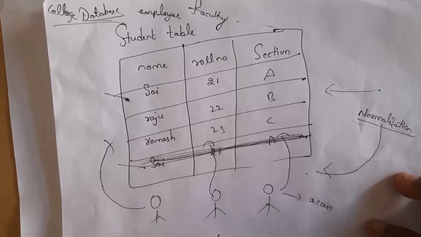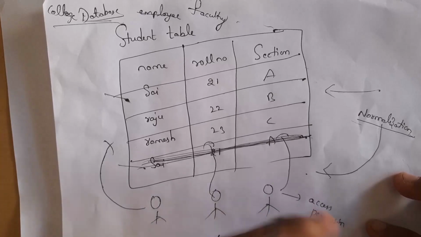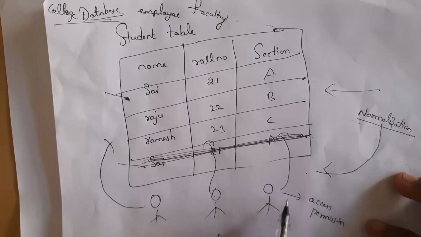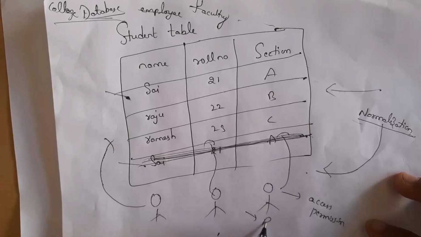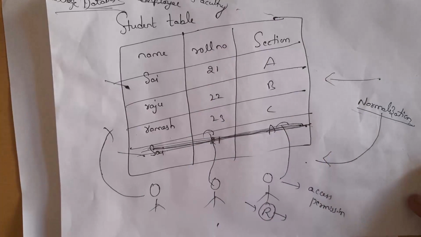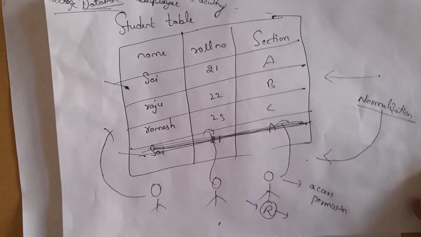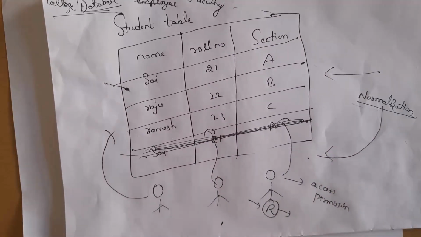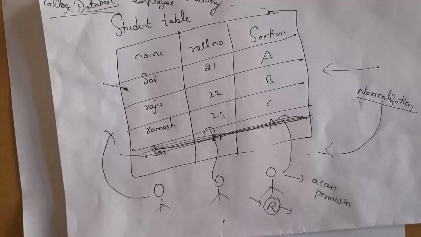And we can also give access permissions. Access permissions are, for example, for students I am giving only read access. So students can only read this information. Students cannot modify data which is present in the database. Students can only read data which is present in the database. For faculty, if I give write permission, then faculty can change data which is present in the database. This is write permission. Like this, we can give various types of permission to different users.